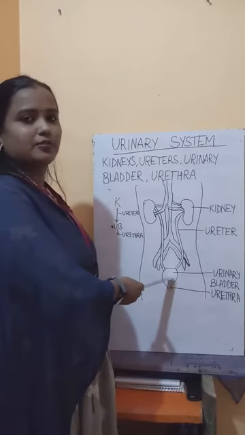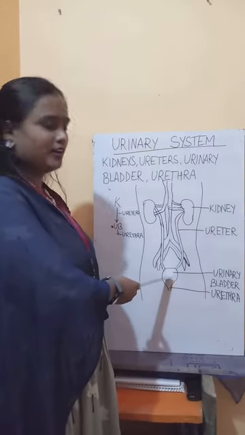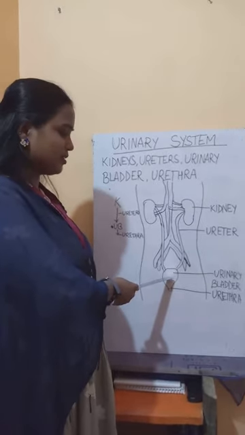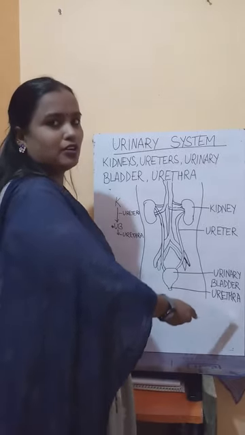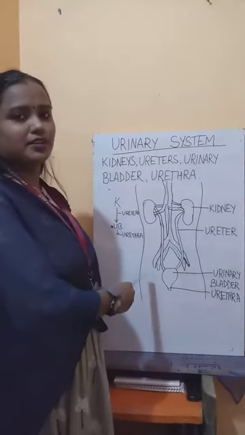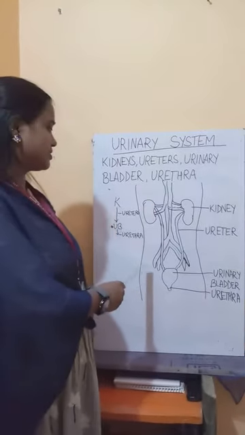When this urinary bladder gets filled with the urine, it comes out from our body from this point which is called urethra. So in this way the urinary system functions.